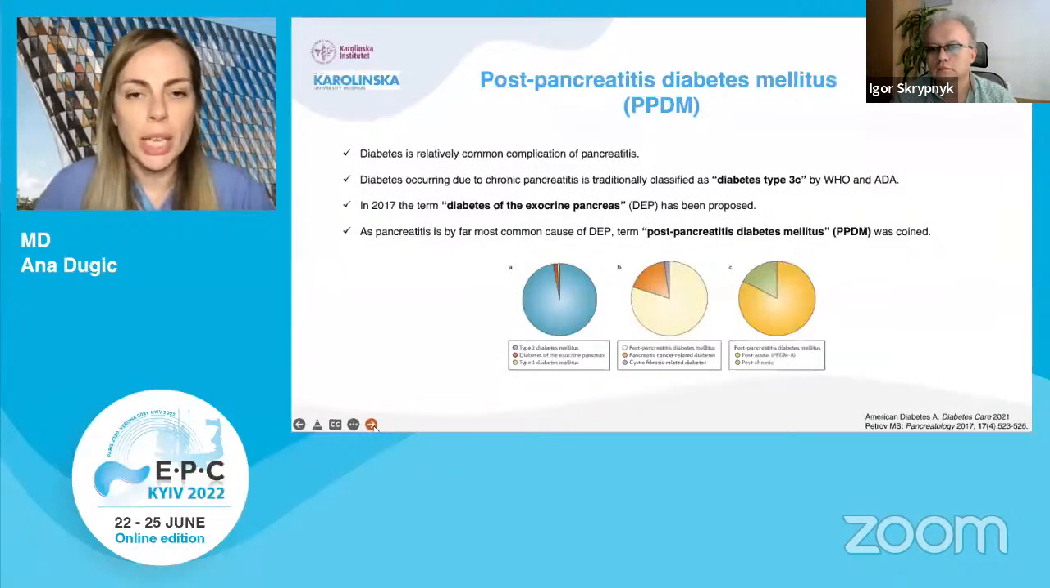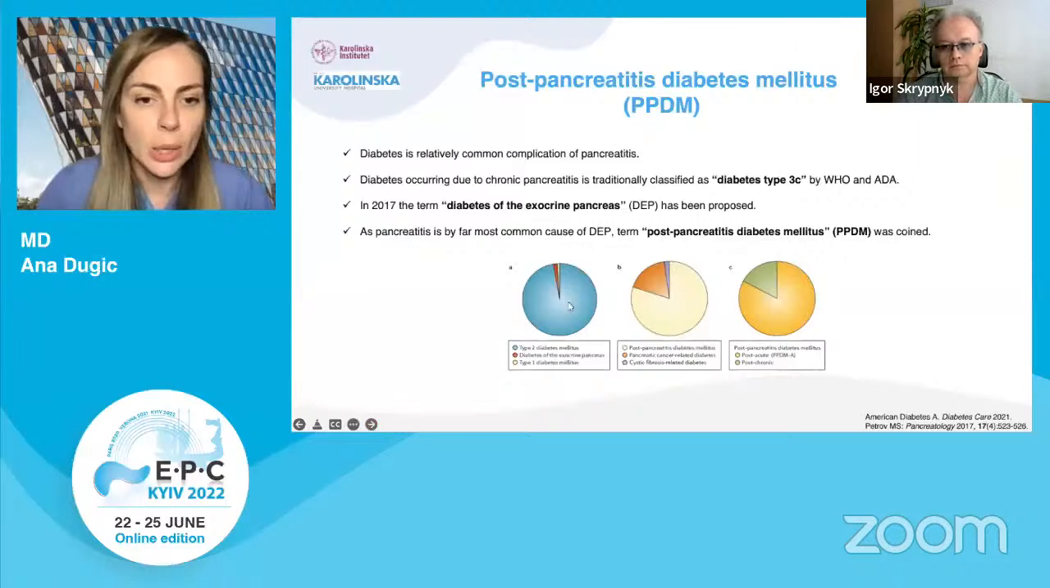Diabetes is a relatively common complication of pancreatitis, and diabetes occurring during chronic pancreatitis is traditionally classified as diabetes type 3C by WHO and the American Diabetes Association. It was not until 2017 that the term diabetes of the exocrine pancreas was coined, and it has been used increasingly since then. Diabetes of exocrine pancreas is the second most common cause of diabetes in adults, surpassing type 1 diabetes. However, type 2 diabetes is by far the most common diabetes type in adults.